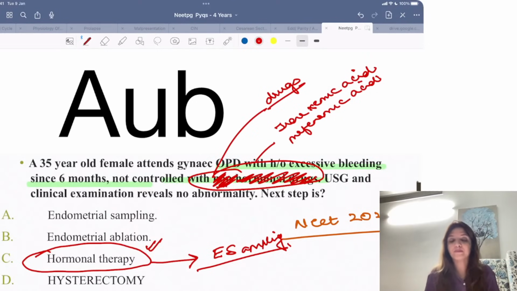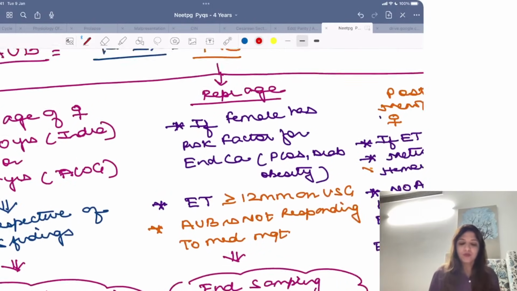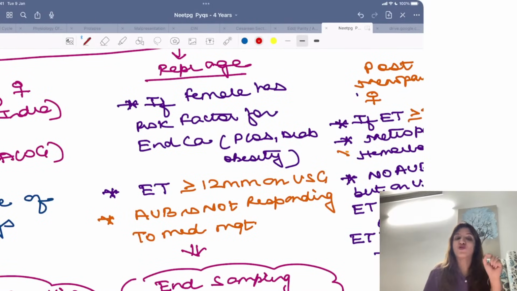Are you understanding? Because of this word non-hormonal drugs, first I'm going to try hormones, I'm going to try progesterone, I'm going to try OCPs, I'm going to try to control her bleeding, and if her bleeding stops, that doesn't need endometrial sampling because age of the patient is 35 years. Right? In reproductive age females, endometrial sampling should be done only if a female has risk factors for endometrial cancer.